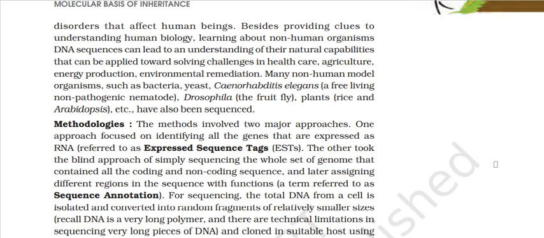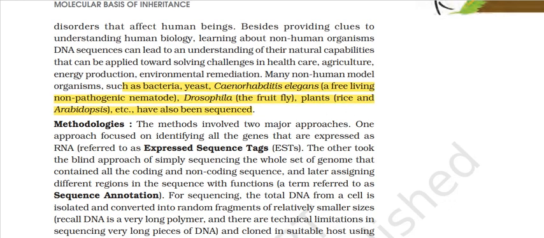ठीक है, ये सारे इसके consequences थे जो हम आगे जाके इससे मदद हासिल कर सकते हैं. Many non-human model organisms such as bacteria, yeast, Caenorhabditis elegans, a free-living non-pathogenic nematode, Drosophila, the fruit fly, plants, rice and Arabidopsis, etc. have also been sequenced. इनका, not just humans, we have sequenced DNA of certain other organisms. You have to remember these. Fine, bacteria, yeast, ये सब हो गए. And rice and Arabidopsis is asked also, I guess, in AIPMT somewhere.